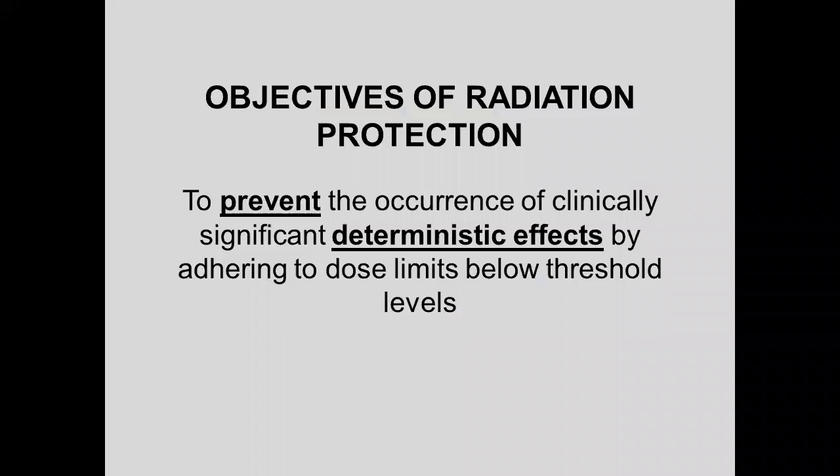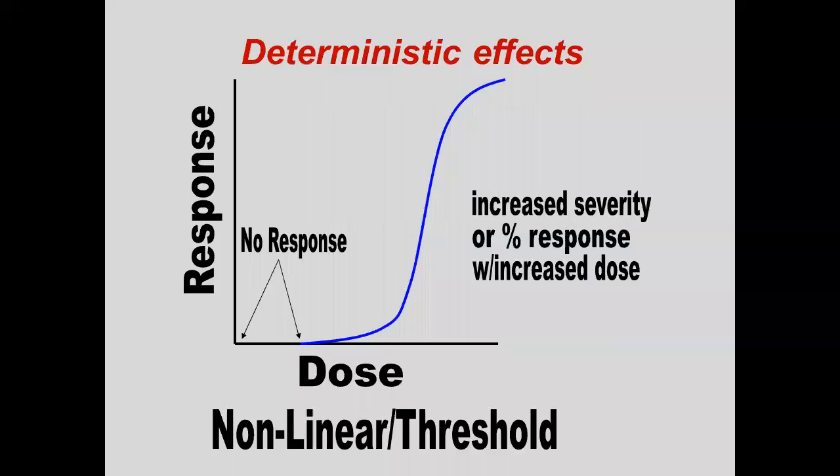Okay, so the objectives of radiation protection. This is really for the patient, once again, to prevent the deterministic effects. So what are the deterministic effects we're trying to avoid? First, deterministic effects tend to have a threshold below which they won't happen. And as you go past that threshold, your chance and severity of those effects get greater.